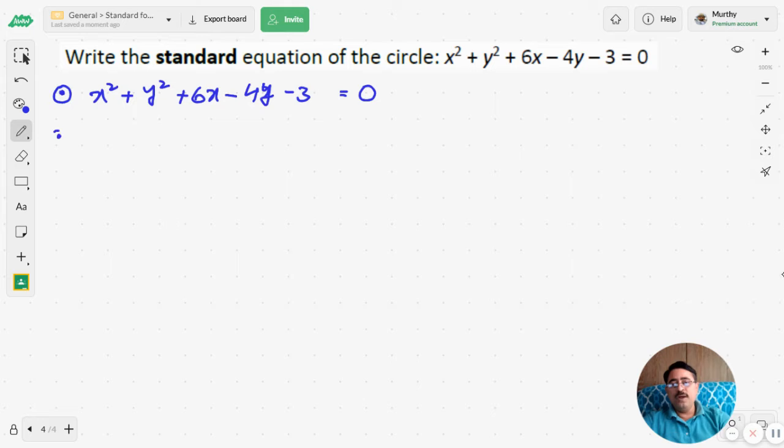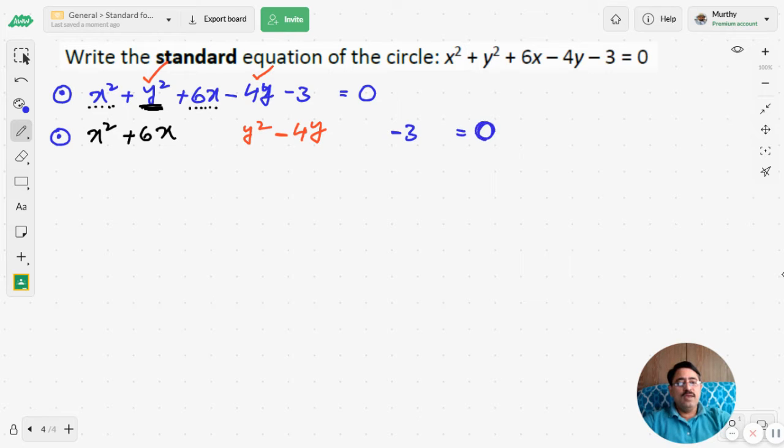Next step is to group x values together and y values together. So I'm taking different colors here: x square, skipping y square, and taking 6x. Please notice that I'm taking x values together, x square plus 6x, and leave sufficient gap. Then take y square and minus 4y. I am grouping x terms together and y terms together. Of course, minus 3 is there, so minus 3 equals to 0. Again, please leave sufficient space or maybe some blank. I'll explain why.